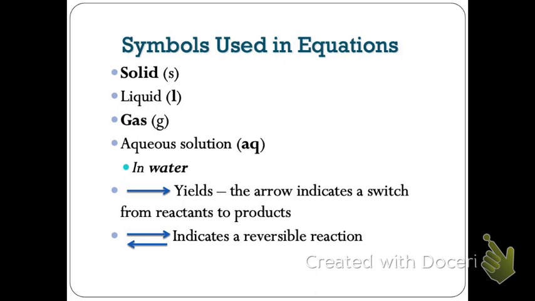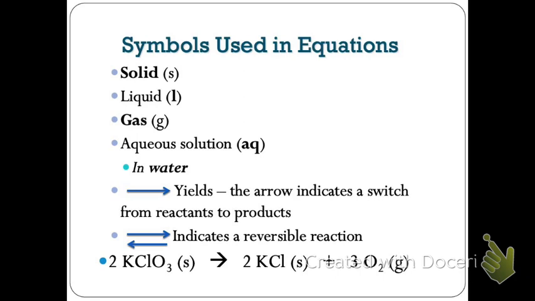So here is a really basic chemical reaction, right? Potassium chlorate will break down or yield 2 smaller molecules, potassium chloride and oxygen gas. And so why is it not just O? Why is it O2? Because oxygen is a diatomic molecule, right? So not just O, but O2, okay?